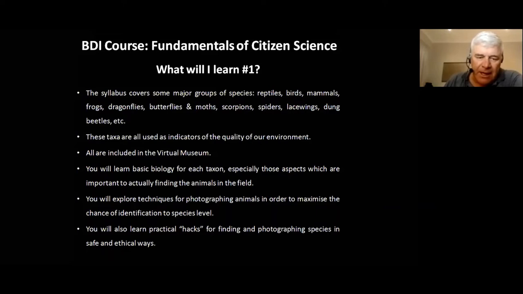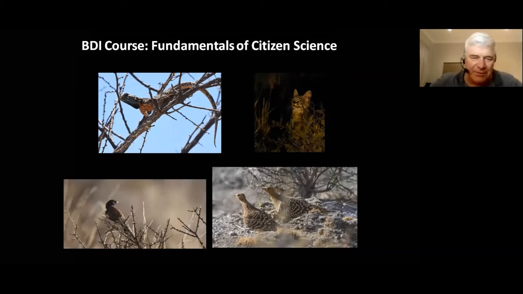And Ryan in particular has got some great hacks for finding and photographing certain species, not only in the best interests of the species, but also from a safe and ethical point of view. And this is just some of the taxa we'll be covering, and an agama there. Here's an African wildcat photograph, sorry, the agamid photographed at Karoo Plains near Carnarvon. This is an African wildcat photographed this last weekend down in the Karoo near Hanover.